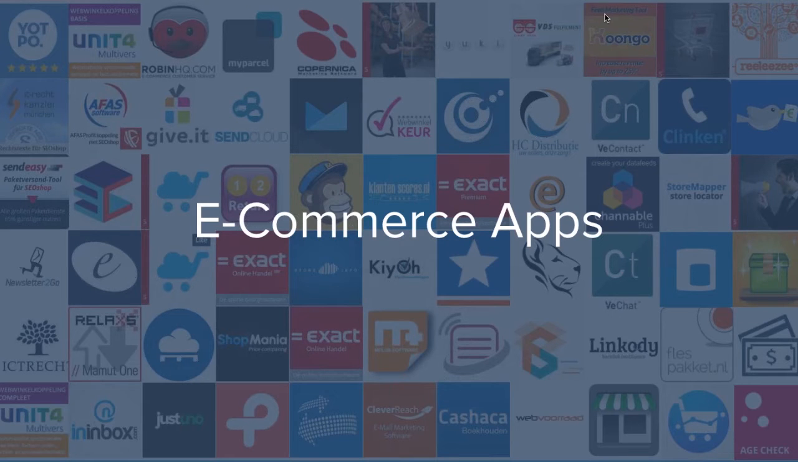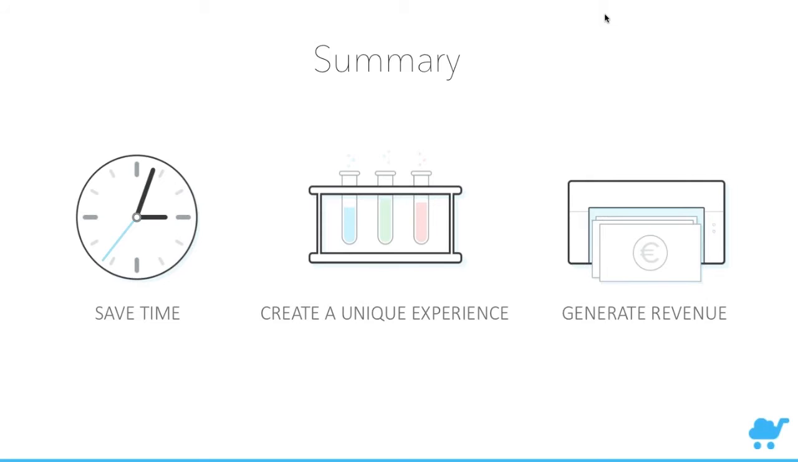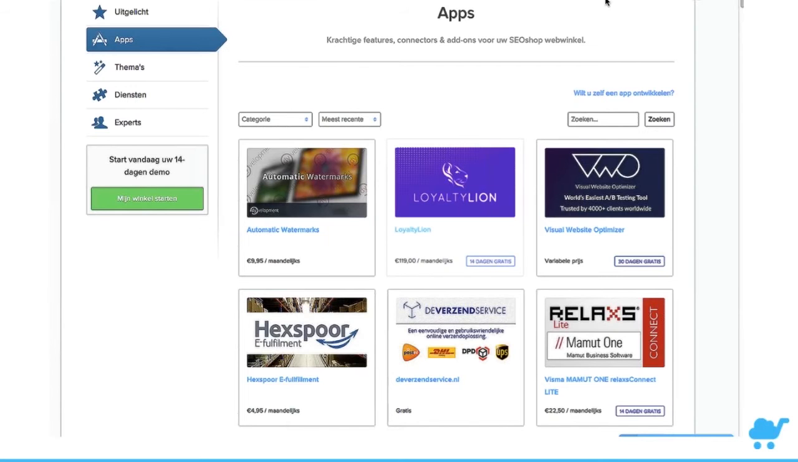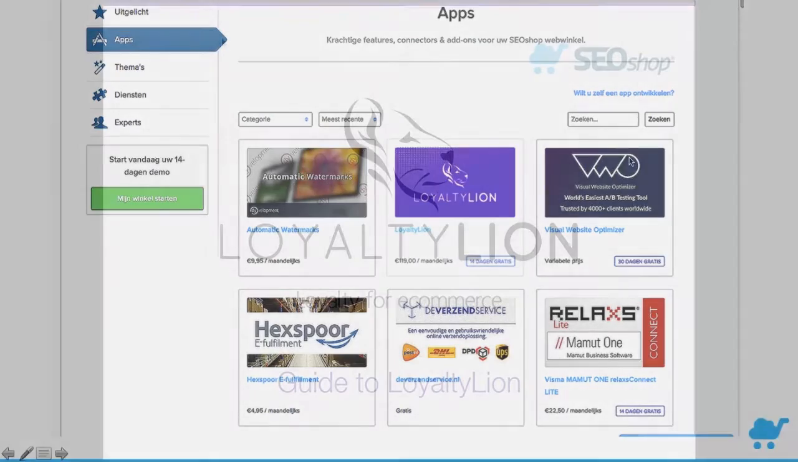They are HTML connectors between the SEOshop software and external software, which allows you to integrate these softwares together and allow them to communicate with each other, which will lead to you being able to save time. For example, if you do accounting, create a unique user experience. Well, we're going to talk about that in a bit, or generate extra revenue. So one of these apps is LoyaltyLion. We're now going to switch to Charlie, who will take over from here.